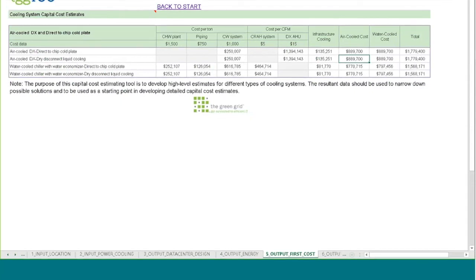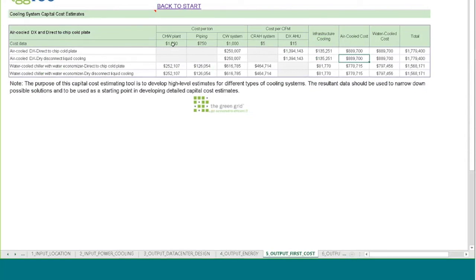So here's the first cost, and this is another area that probably is going to get further detail. The way that the air-cooled and the water-cooled systems are modeled, we're using a cost per ton of cooling. These are catch-all numbers, like a chilled water plant of $1,500 a ton, piping $750, chilled water or condenser water system $1,000, and then we're taking the tonnage and applying it to those numbers to come up with the cost.